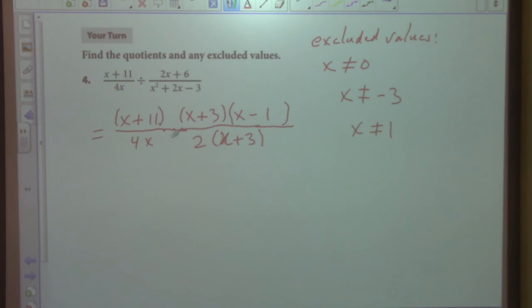All right, now let's cancel out what we can. What can we cancel out? x plus 3. Can we cancel anything else out? I'm not seeing it. So we have x plus 11, x minus 1 over what do we have left in the denominator? 8x. Okay, and these are the excluded values, and that is our answer. Are we okay on this one?